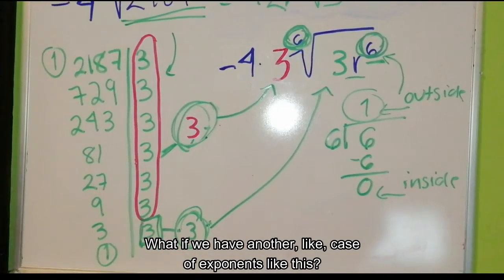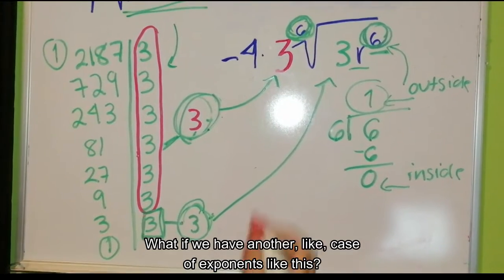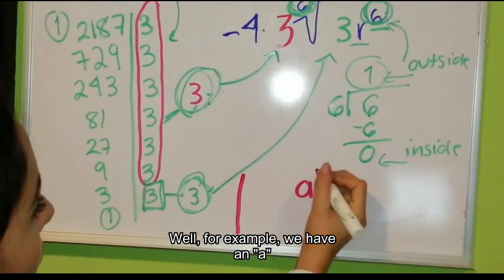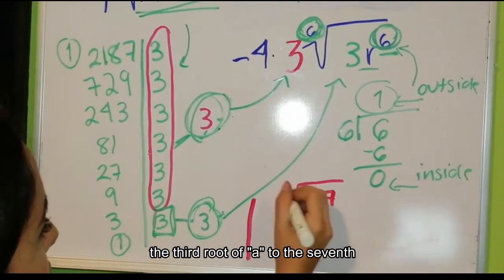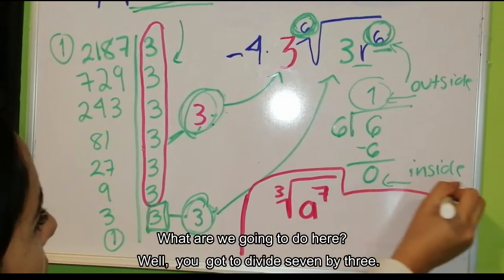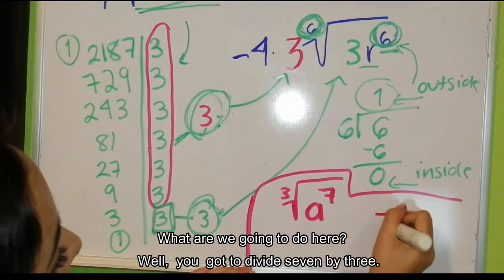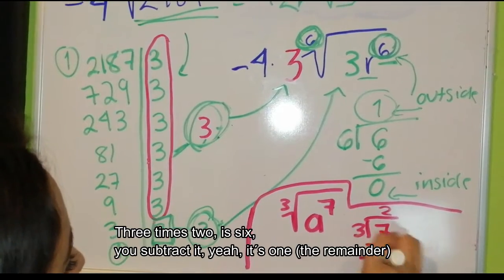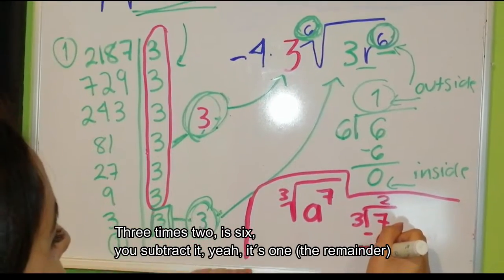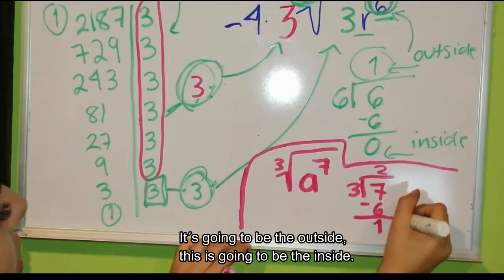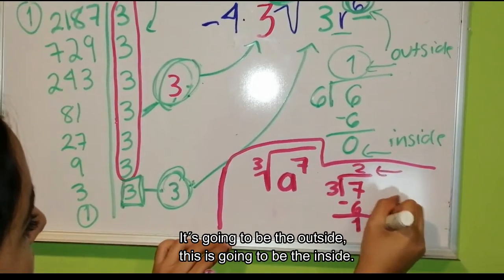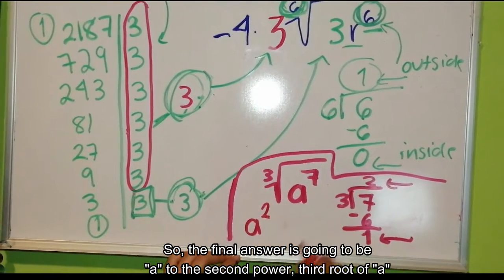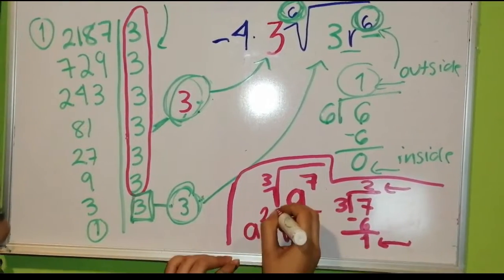What if we have another case of exponents like this? Well, for example, we have an a, the third root of a to the 7th. What are we going to do here? Well, you're going to divide 7 by 3. 3 times 2 is 6. You subtract it. It's 1. The remainder is going to be the outside. This is going to be the inside. So the final answer is going to be a to the second power, third root of a.